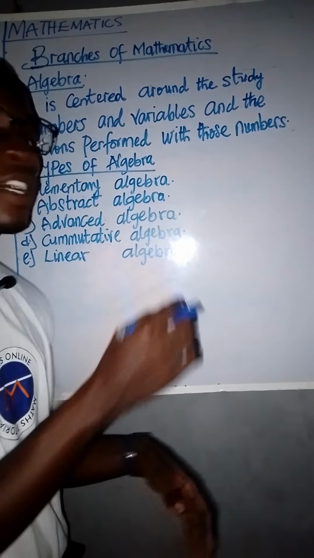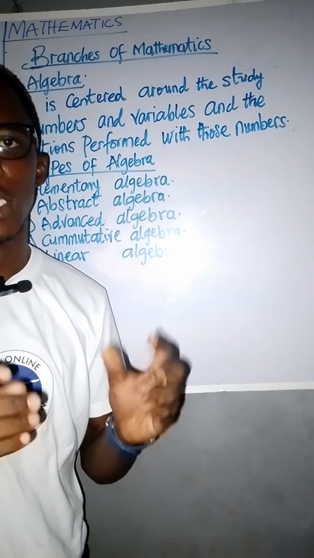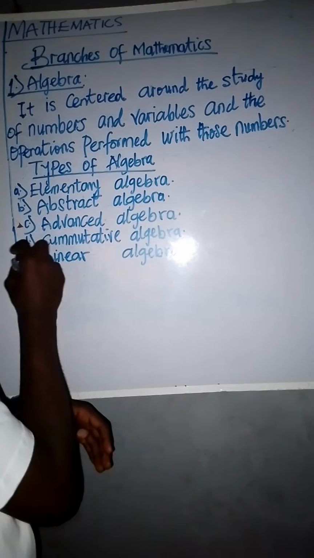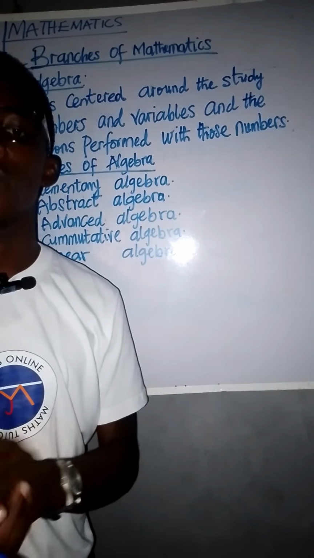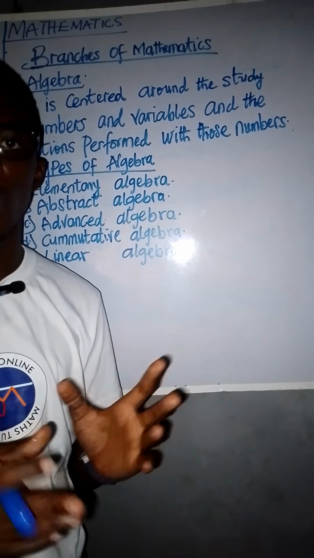Also, about advanced algebra. Advanced algebra here deals with sequences, series, and conics. Then we'll have commutative algebra. Commutative algebra here deals with rings and modules in mathematics.